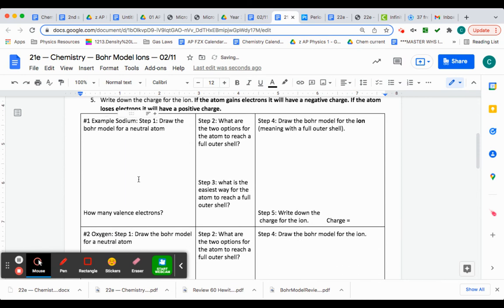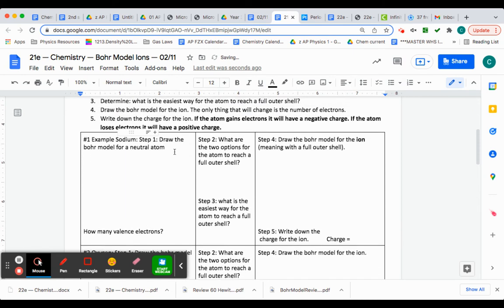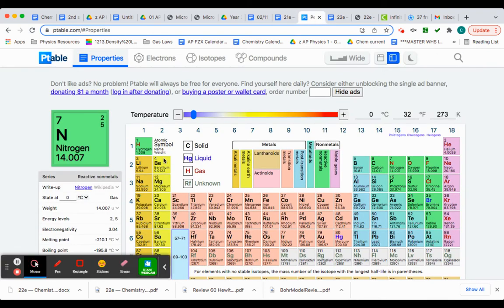So we're going to do this example here for sodium, and it is draw it for a neutral atom of sodium. So going to my periodic table, I need to find sodium. It's located here. So we have 11 protons. The mass number is 23. So there'll be 12 neutrons, and then it's in the third row, so 3 shells.